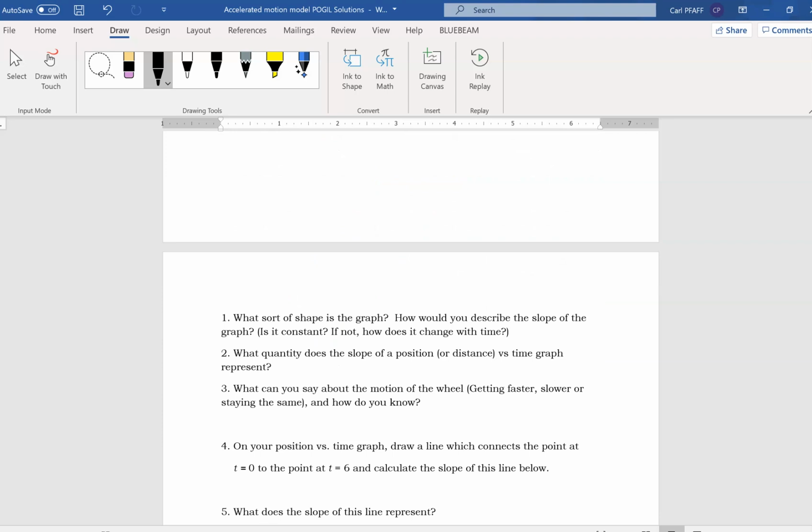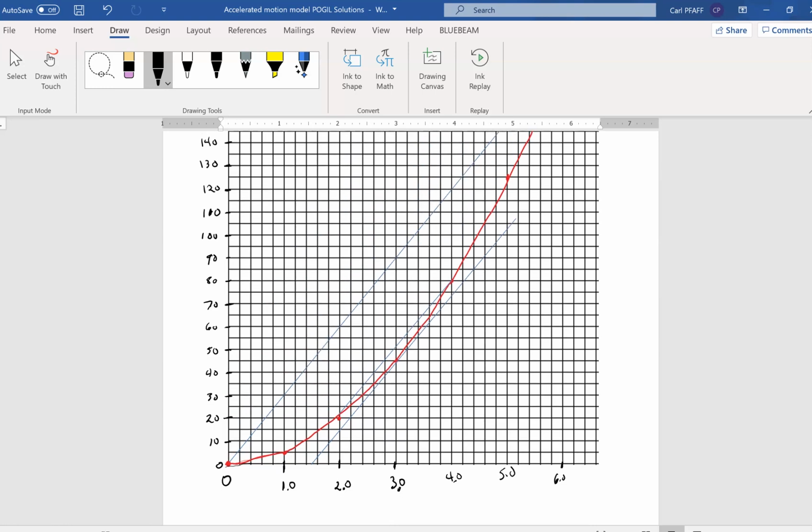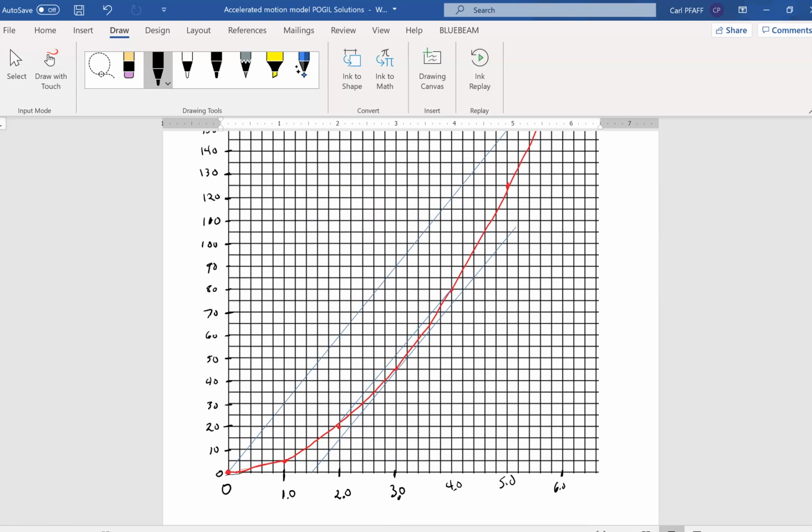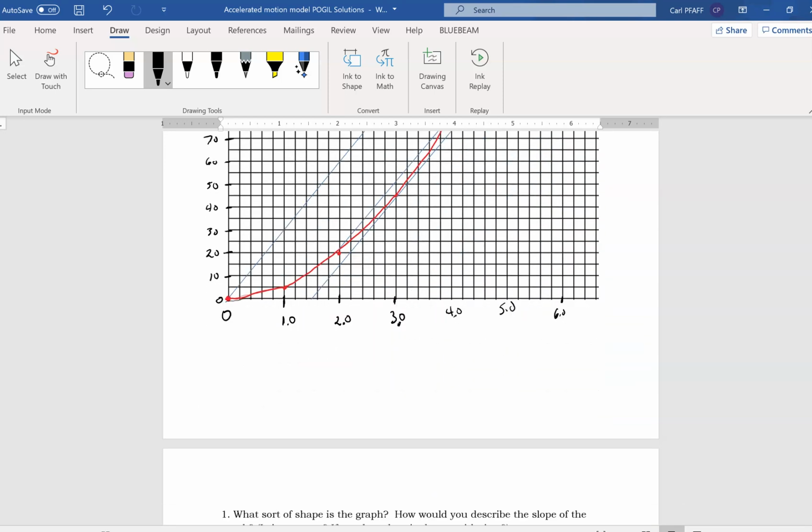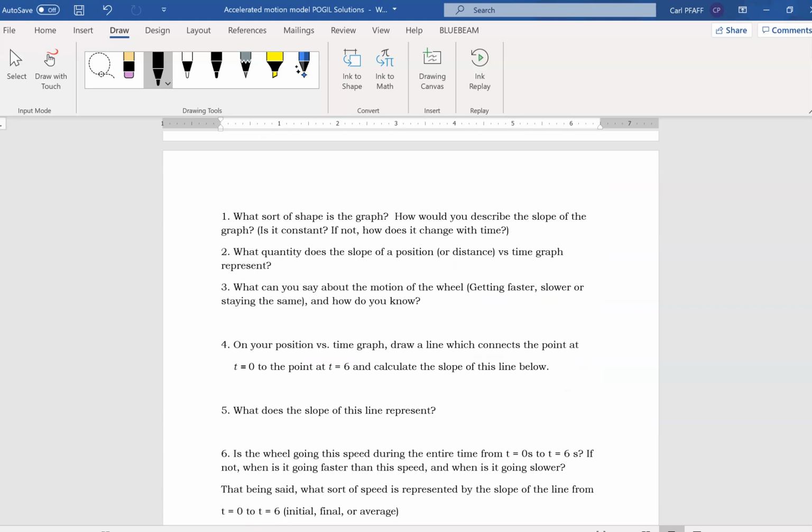What quantity does the slope of a position or distance versus time graph give us? And here, position, distance, and displacement are the same thing. It's only going in one direction. It's rolling down a ramp, only rolling one direction. But what does that slope of the position versus time graph give us? That slope should equal velocity.